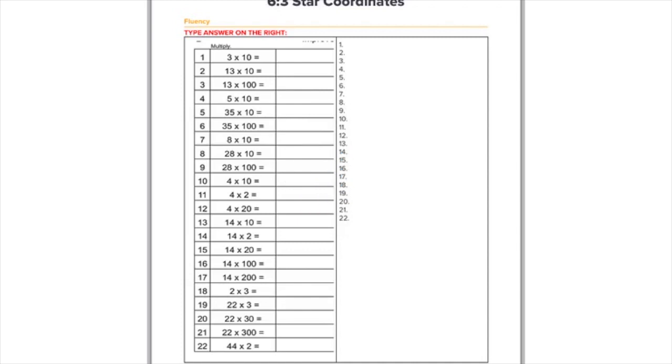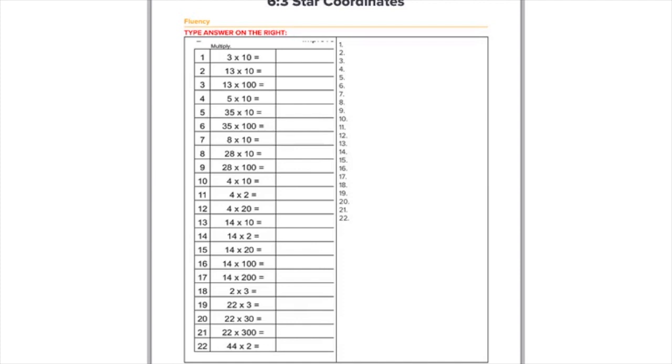We are looking at Module 6, Lesson 3, star coordinates. So today our objective is to be able to name points using coordinate pairs and using the coordinate pairs to plot points. So building on what we did yesterday, building on what we did the day before.